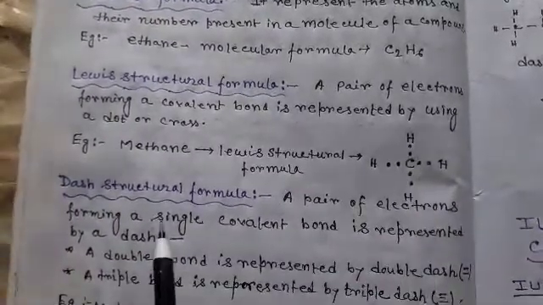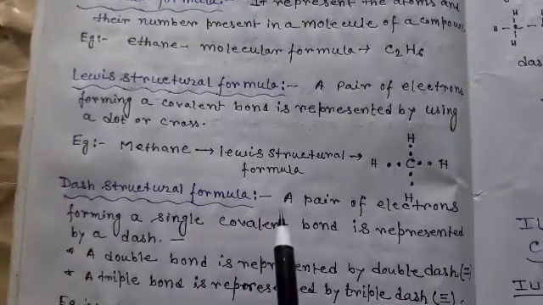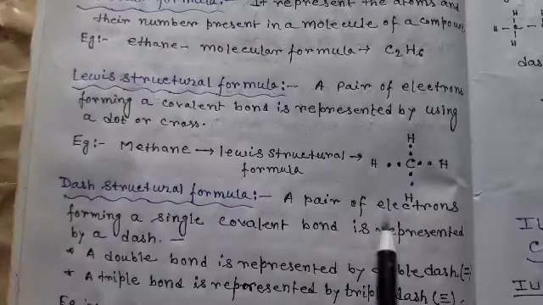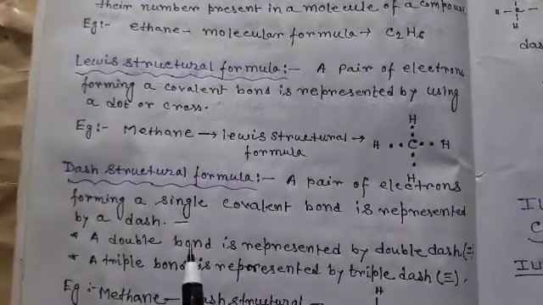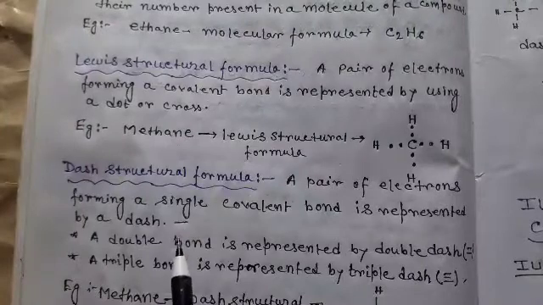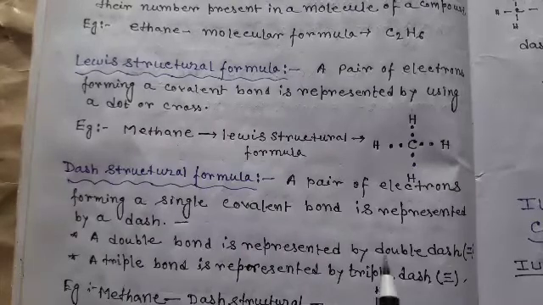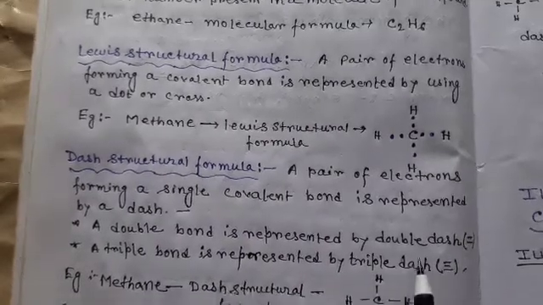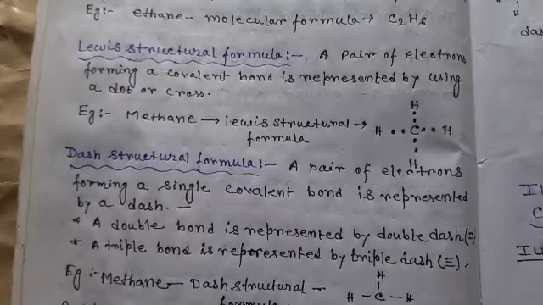Next, the dash structural formula. It is one kind of structural formula. In the dash structural formula, a pair of electrons forming a single covalent bond is represented by a dash or single dash. That means a single covalent bond is represented by a single dash, a double bond is represented by a double dash, that is the sign of double dash, and a triple bond is represented by a triple dash, that is the sign of triple dash.